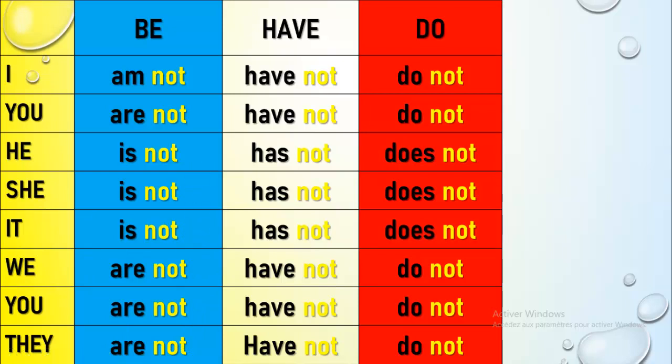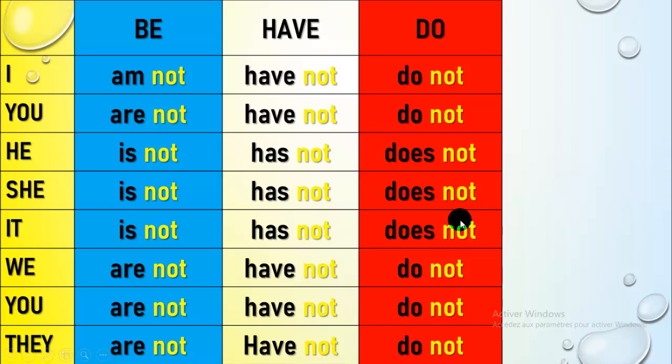I am not. You aren't. Don't say aren't for I. I repeat, don't say aren't for I. It is, isn't. Are not, aren't. Have not, haven't. Has not, hasn't, singular. Do not, don't. Does not, doesn't. Okay, yes, singular.